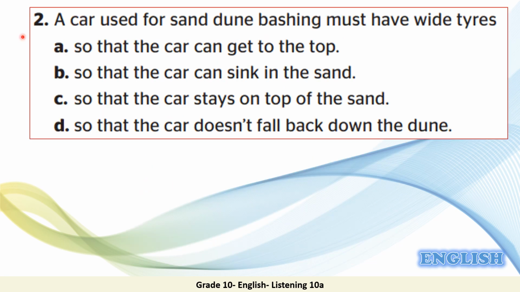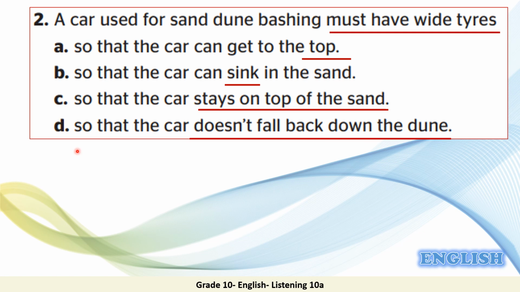Let's look at the question together. A car used for sand dune bashing must have wide tires. A, so that the car can get to the top, or so that the car can sink in the sand, or so that the car stays on top of the sand, or so that the car doesn't fall back down the dune. Pause, look at your notes, and make a choice. And the answer is C, so that the car stays on top of the sand.